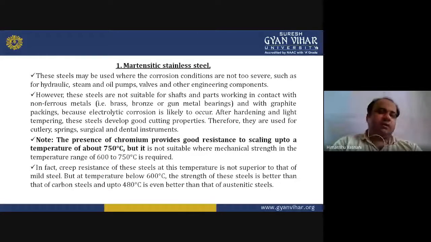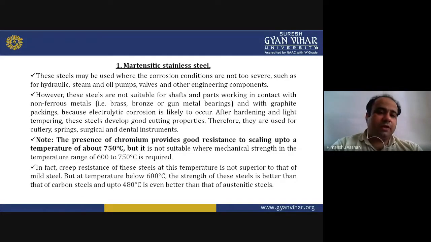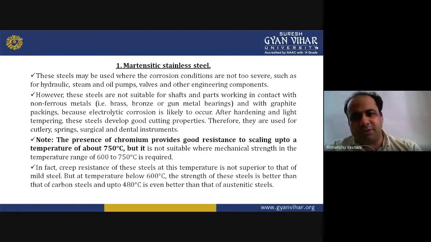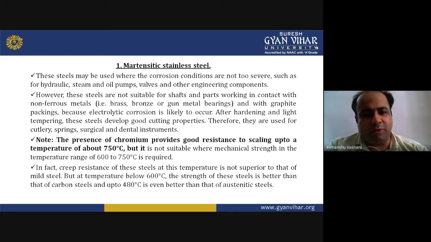So this martensitic stainless steel has applications in different fields like surgical or dental instruments, springs, or cutlery. It is due to the heat treatment processes, slight hardening and light tempering, that these steels develop good cutting properties, and hence the applications.